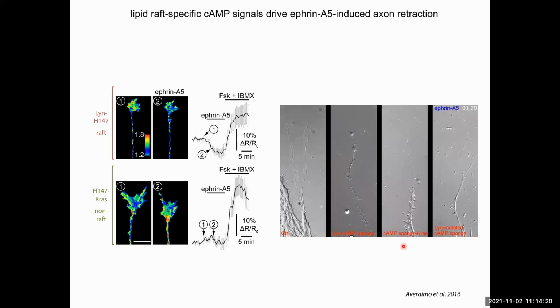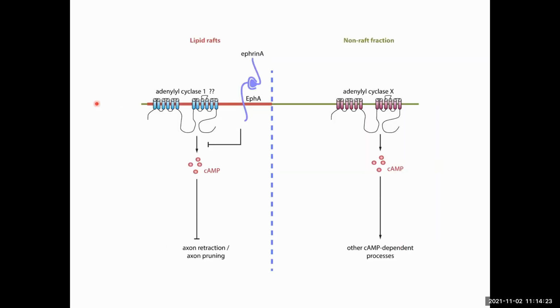So that suggests that we have in lipid rafts an ephrin-dependent signal that modulates the concentration of cyclic AMP, and that is important for axon retraction and axon pruning. So we checked in vivo. I'm not going to detail that further because it's published, but the underlying conclusion here is that in the non-raft fraction, we might have cyclic AMP signals as well, but it is important for other cyclic AMP-dependent processes, not for axon guidance, or at least not for ephrin-dependent axon guidance.